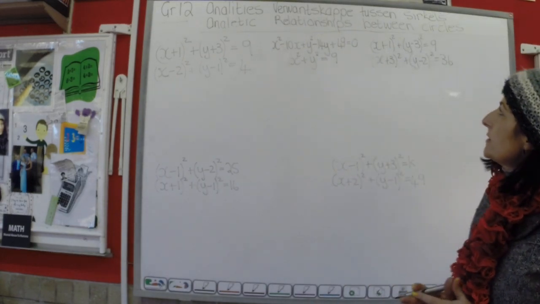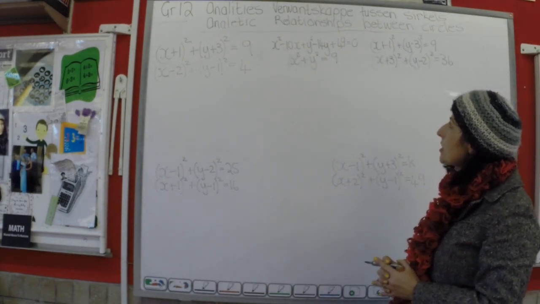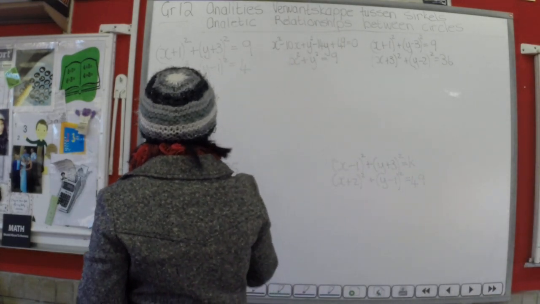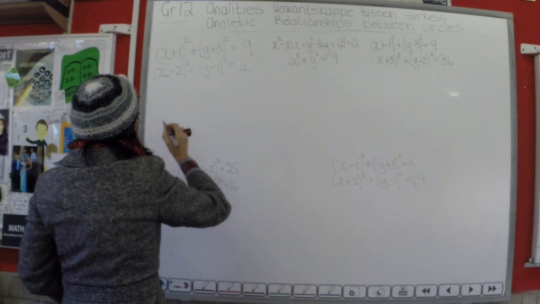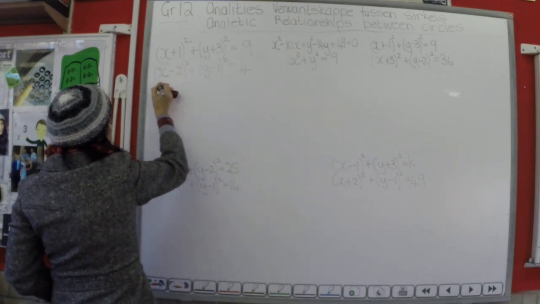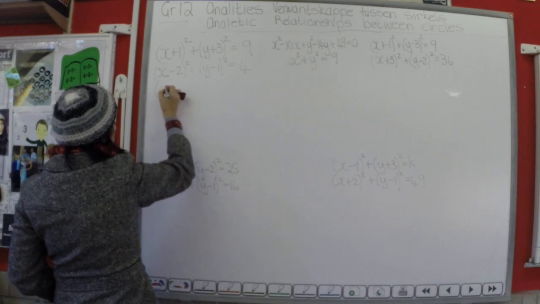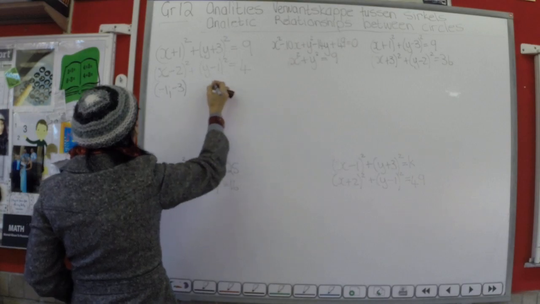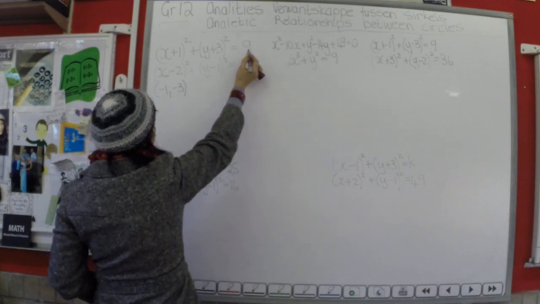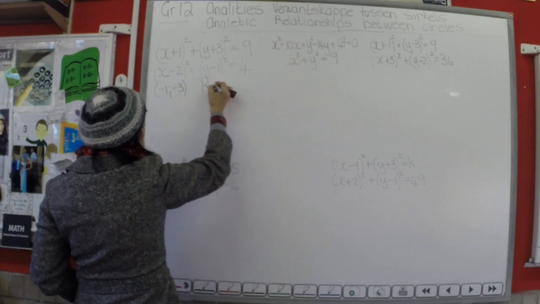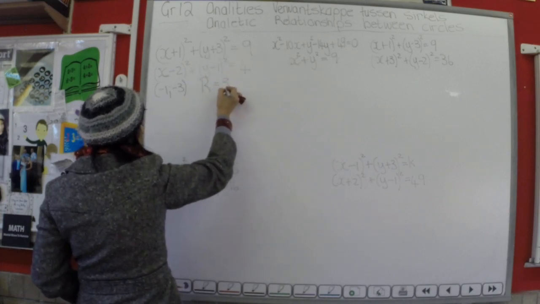Goeiemiddag graad 12, ons is terug by analitiese meetkunde en ons gaan kyk na die verbandskap tussen circles, the relationship between two circles. Let's look at these two circles. We see that we've got a circle with a midpoint -1, -3, and we've got a radius, and we can see that this radius is bigger than that radius, so we'll make it an uppercase radius of the root of 9.